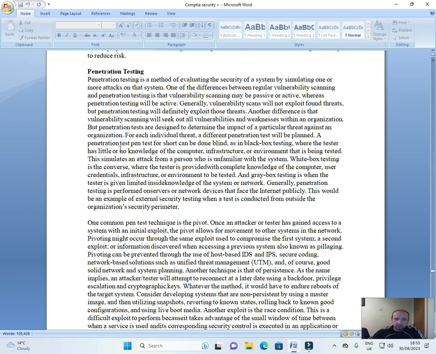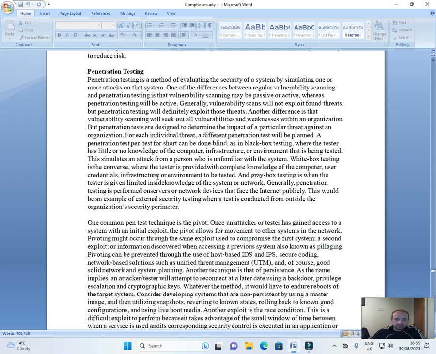A penetration test, pen test for short, can be done blind, as in black box testing, where the tester has little or no knowledge of the computer infrastructure or environment that is being tested. This simulates an attack from a person who is unfamiliar with the system.